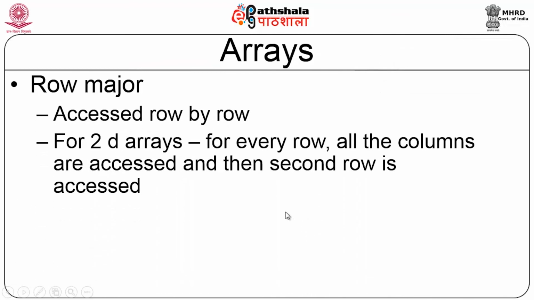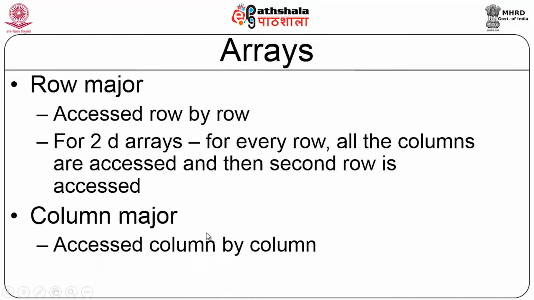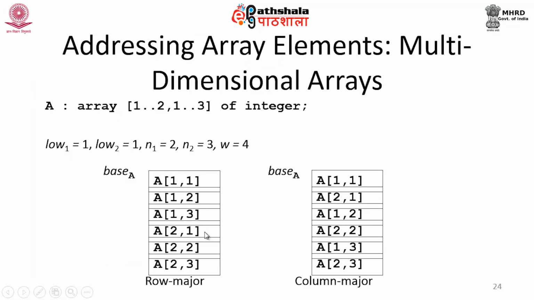Arrays can be accessed using row major or column major, where row major means it is accessed row by row, and for 2D arrays, for every row, all the columns are accessed and then the second row is accessed. Similarly, column major is accessed column by column. These are all things which we already know. So now this is row major, where the first row is accessed on all columns and then the second row. Column major means the first column is chosen. Okay, you can see the column is 1 comma 1 here and the row is incremented first.